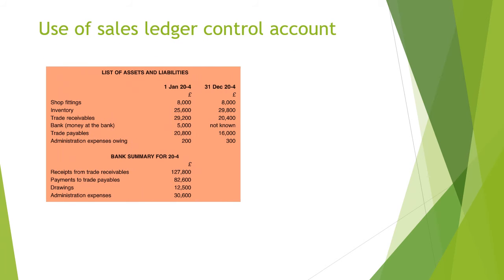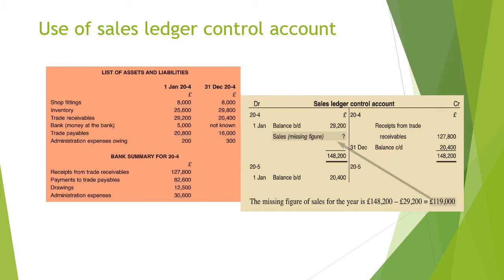Use of sales ledger control account, again the same picture. Now the sales ledger control account is an asset account, so the balance brought down is usually on the debit side. Then receipts from the receivables: when somebody pays, the bank or cash account has gone up, so the sales ledger control account, which is our asset, has gone down. So it needs to be credited. If we receive any money during the year, we have to credit the sales ledger control account.